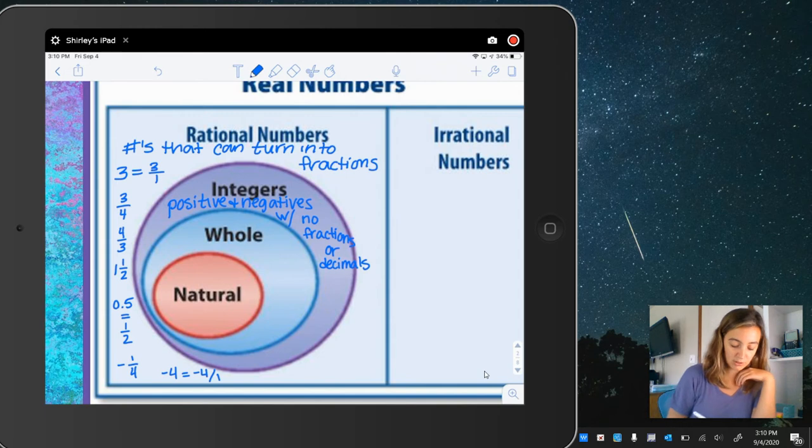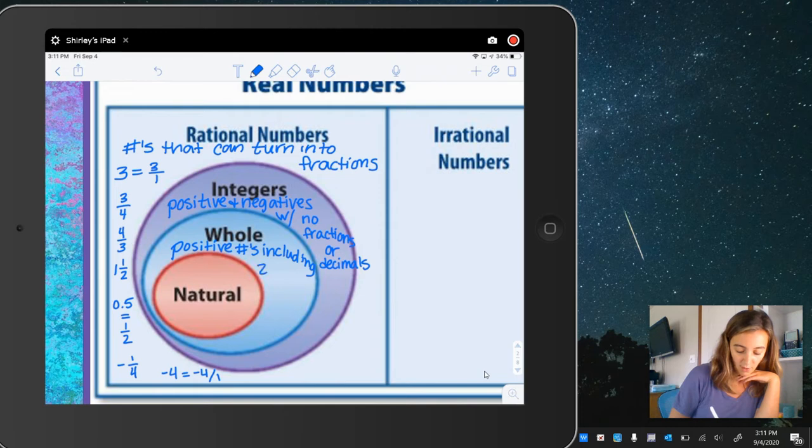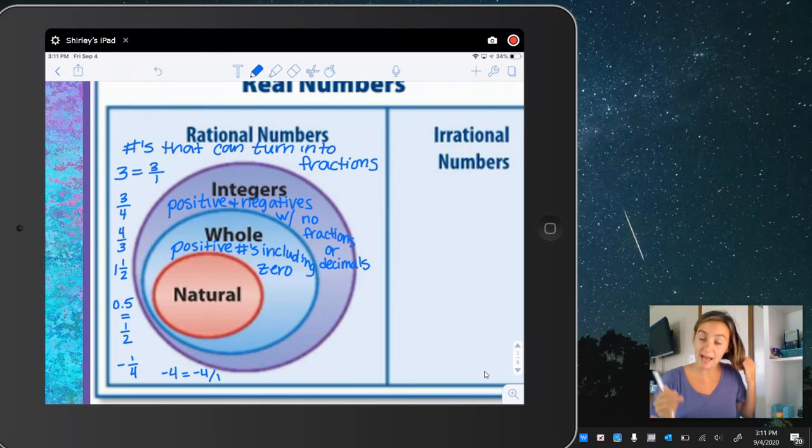Your whole numbers are positive numbers, including 0. Okay? So it's your set of positive numbers with 0 included. So we're specifying that because 0 doesn't count as a positive or a negative number. So your set of whole numbers is everything that's positive, including the 0.